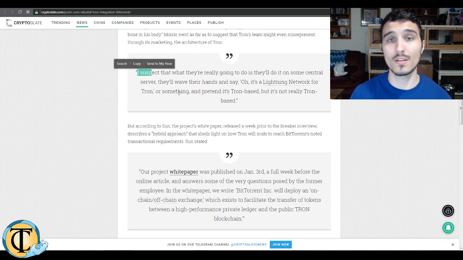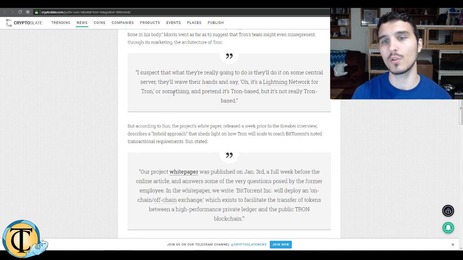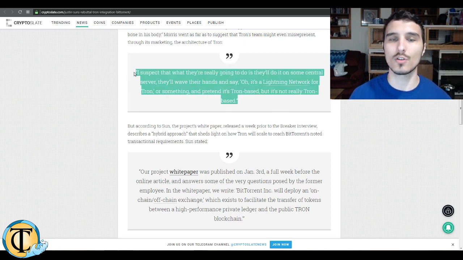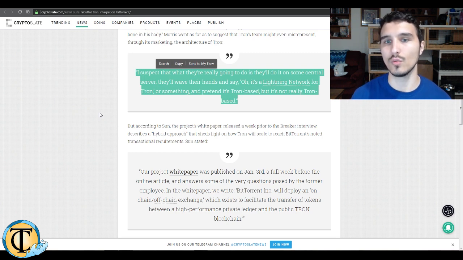And from Morris, he's taking kind of a skeptical approach, saying, I suspect what they're going to do is say, hey, we're going to go on some central server, they'll wave their hands and say, oh, it's a Lightning network for Tron, or something, and pretend it's Tron-based, but it's not really Tron-based. This is very similar to things we've seen with EOS, essentially using centralized servers to host many of the, not super representatives, many of the delegates or block producers on that network, but generally delegated proof-of-stake systems are able to offload throughput more readily to third parties simply due to the known nature of the block producers, or in Tron's case, super representatives.